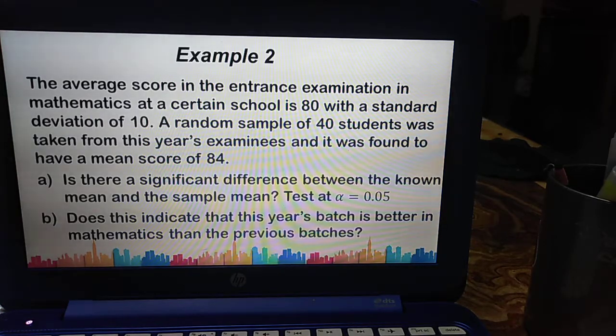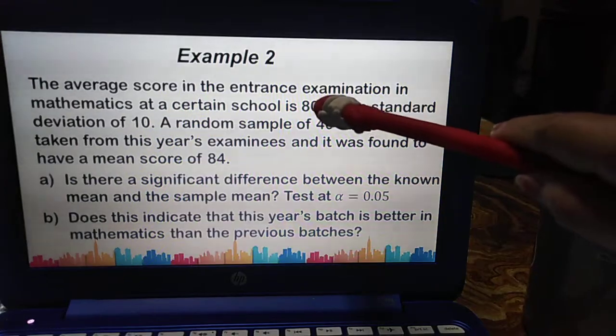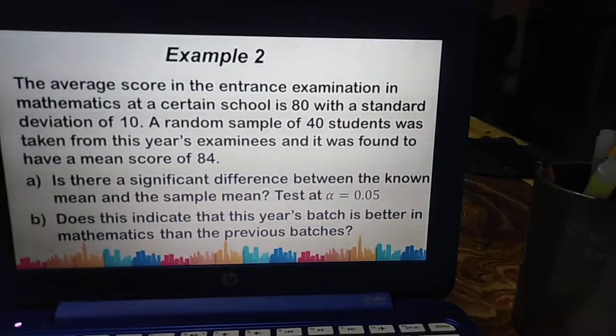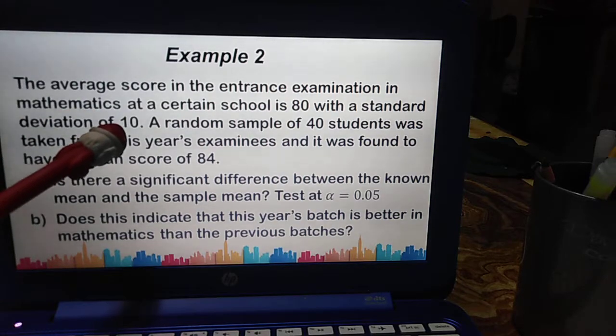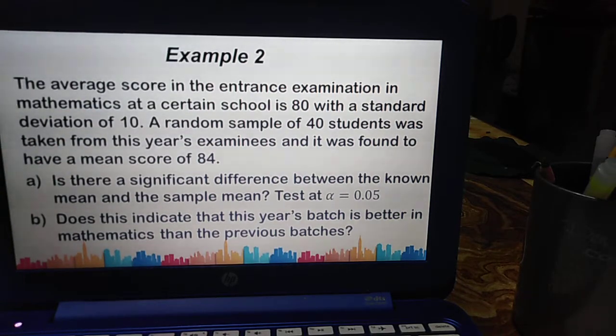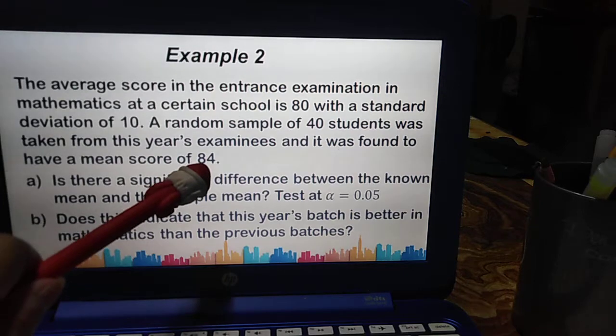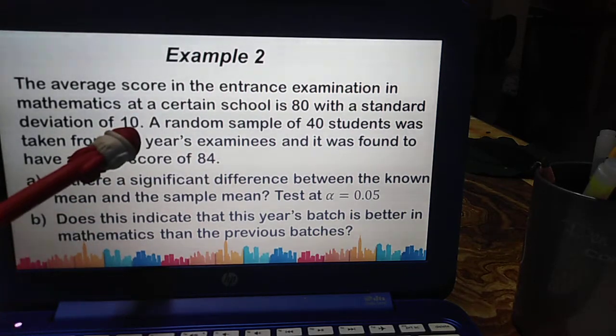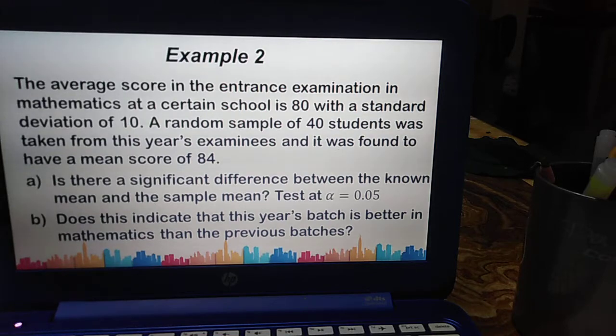Let's get another example. The average score in the entrance examination in mathematics at a certain school is 80 with a standard deviation of 10. 80 is our population mean, and 10 is our population standard deviation. A random sample of 40 students was taken from this year's examinees, and it was found to have a mean score of 84. 84 is our sample mean, 10 is our population standard deviation, and 80 is our population mean.